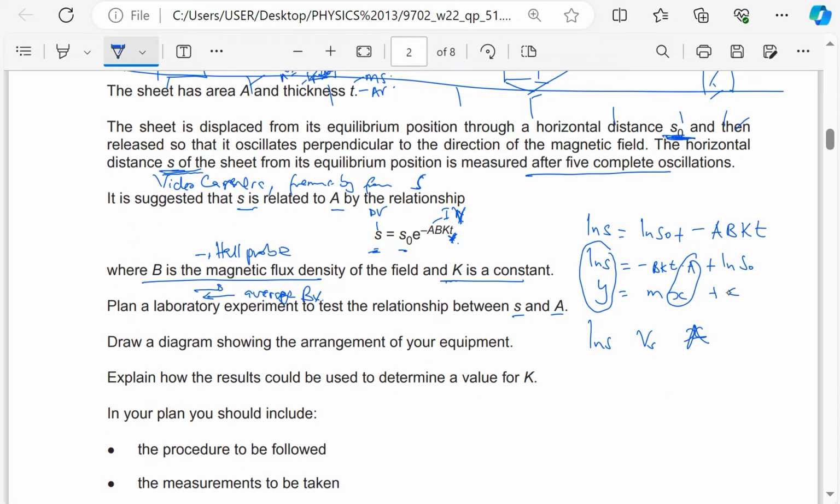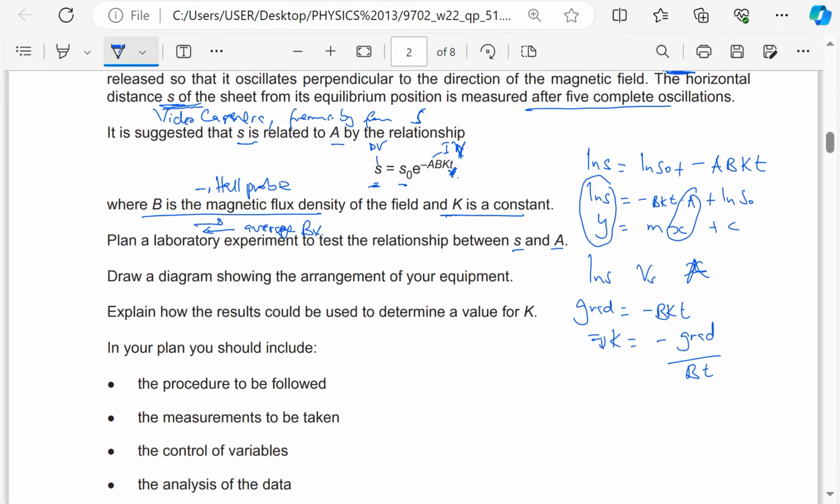Then the gradient is equal to negative BKT, which means that K is equal to the negative of the gradient divided by B times T. That will be K, because they said explain how the results could be used to determine the value of K. Of course, the y-intercept is going to be ln of S naught.